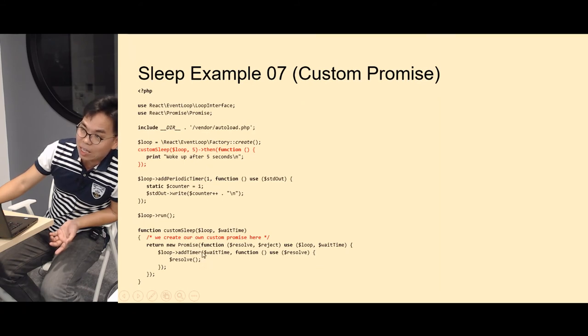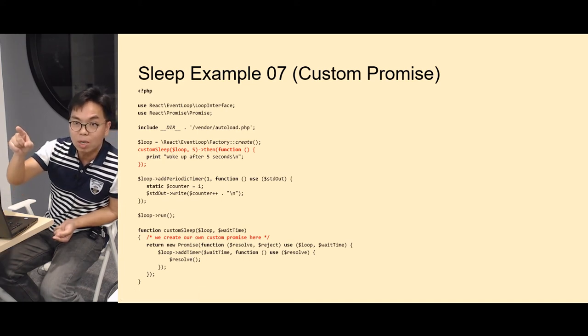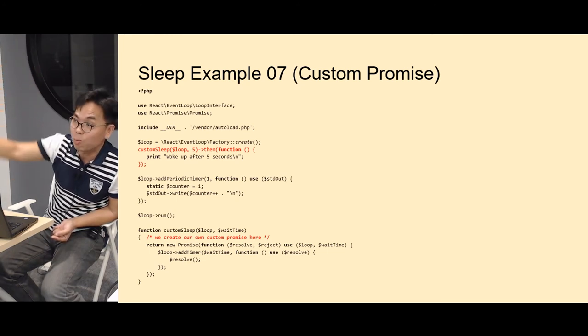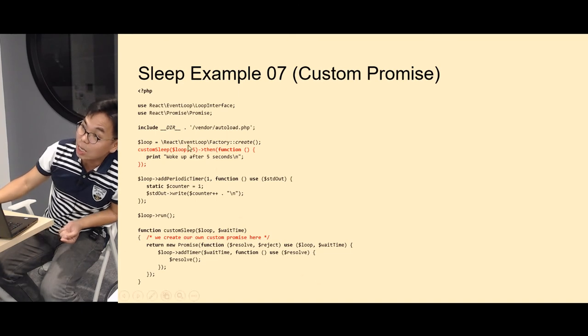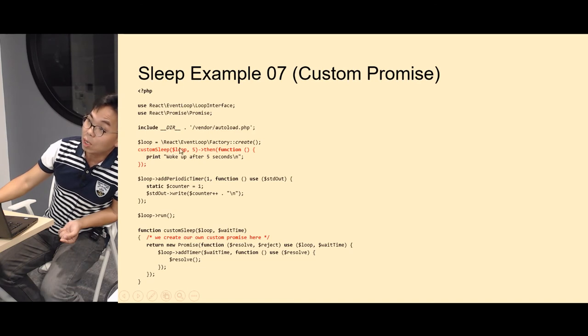So inside there, I add a timer, wait for 1 second. So when 1 second is up, I resolve. I say, okay, this is what I'll give you, right? So when you call custom sleep, 1 second later, I will call you. Then you will do what you plan to do when the promise is resolved, fulfilled to you. So this is my custom sleep function. So you see how it's being run on top here, right? I call custom sleep, loop, and then give 5 seconds, then run this function. So this wake up after 5 seconds will be printed 5 seconds later, okay?